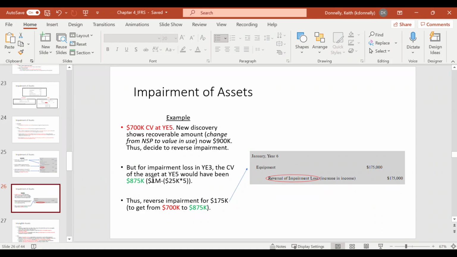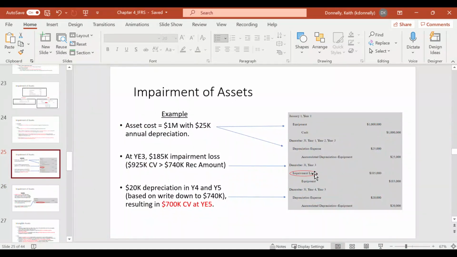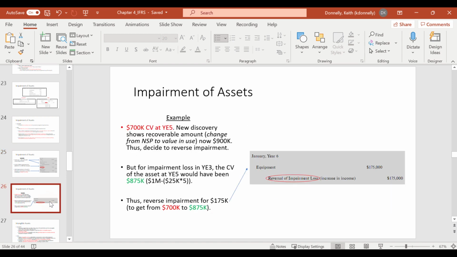So if we look at it, but for the impairment loss in year 3, the carrying value of the asset at the end of year 5 would have been 875 grand. In other words, we would have just continued to depreciate it by 25 grand every year. So imagine we never took the impairment loss, right? We bought it for $1 million, every year depreciating it by 25,000. Had we done that, our carrying value right now would have been 875. Thus, if we're going to reverse the impairment, we can only do it for $175,000. That is to say, we can only take it from 700, where we are, up to where we would have been, but for the impairment loss, taking the actual loss for it.